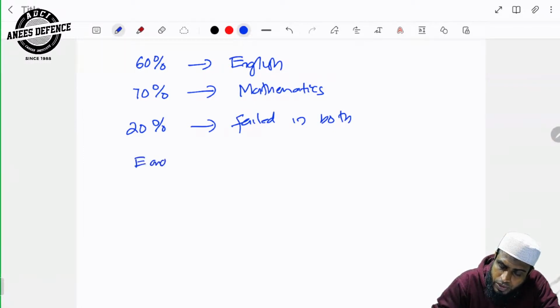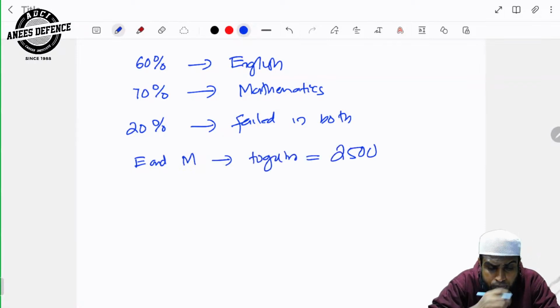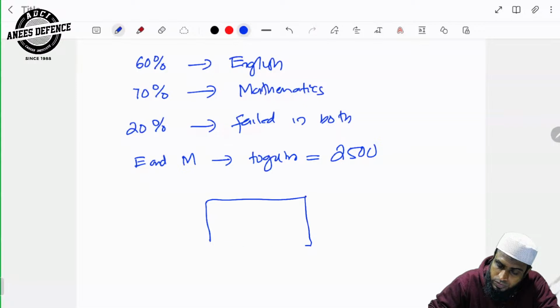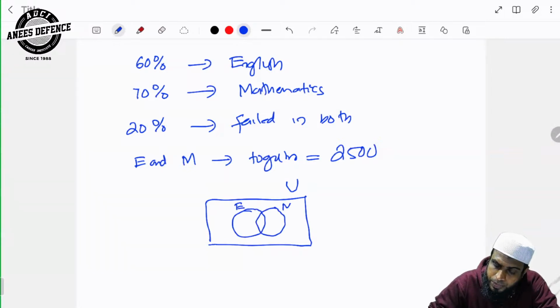English and Maths together. Total 2,500 students passed in both. The number of candidates that appeared for the examination was, how many students appeared? Total number of students. So you can consider English and Maths.